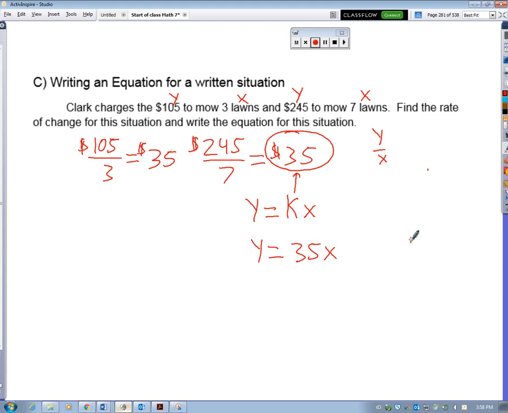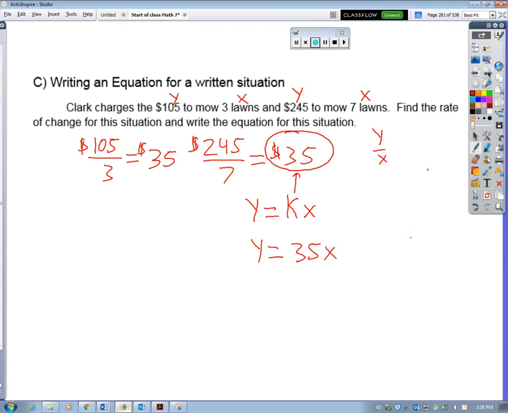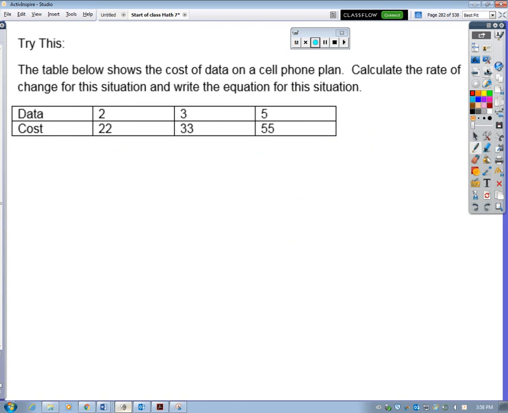Alright, I have one more example for you to try this problem. See how you guys do coming up with your y and x to make your fractions, and then check back in and hit play, and then we'll see what you guys came up with.